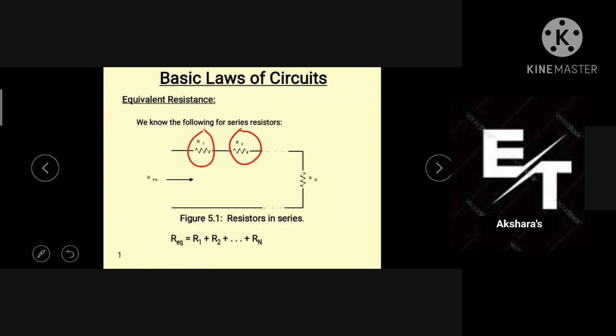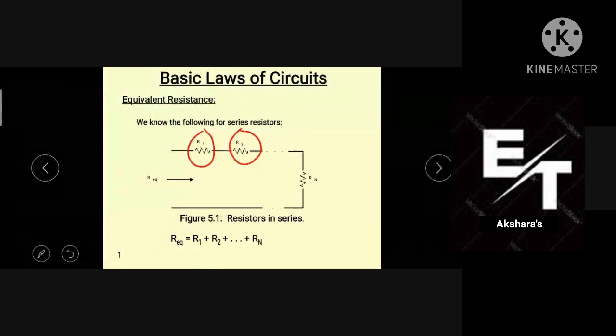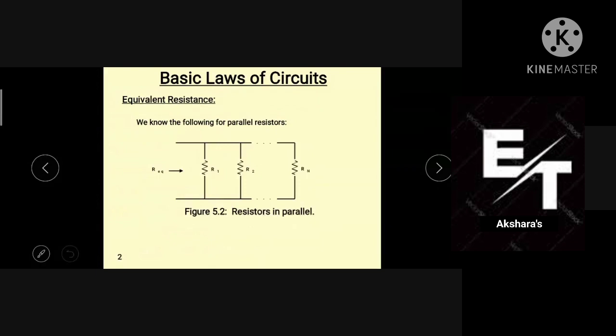Now, in this series connection, what is the formula? Simply, it is the summation of all values, that is R1 plus R2 up to and so on Rn. This is the formula for series combination. And which combination is this formula for? It is the parallel combination.